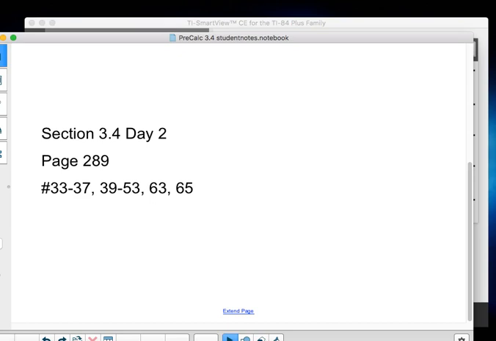I'm just looking to make sure. Yeah, we don't want to do 63 and 65. I cut those out because those are the re-expression ones I didn't want you to do. So we're not doing re-expression. If I missed one, skip the re-expression, okay? Because I'm not going to test on it either.